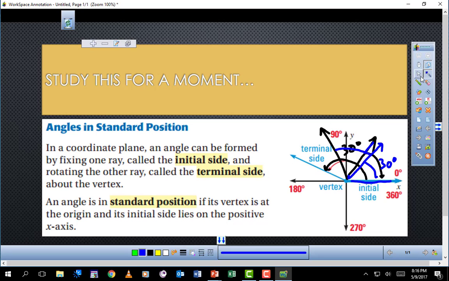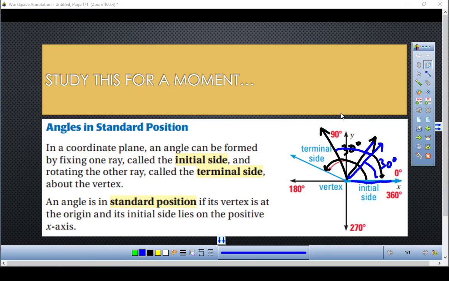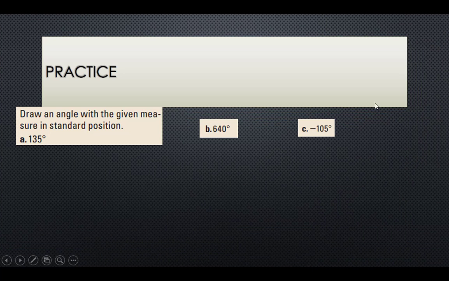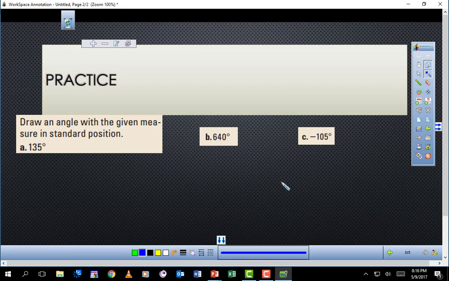And let's try an example now. So look at the next slide. So let's try these real quick. Practice. Okay, draw an angle with a given measure in standard position. Well, that pretty much means then what I'm going to do is I'm going to always start off by drawing a coordinate plane. And imagine that the angle always starts off in this position here. This is the initial position. Okay, and we kind of sweep around this way and we keep going until we get to the number of degrees that we're after.